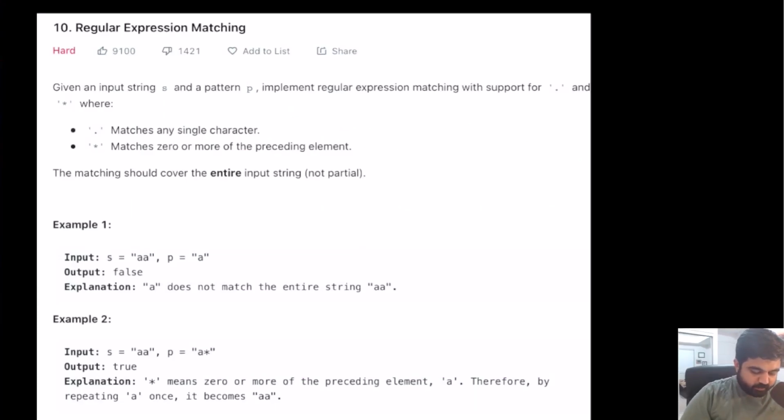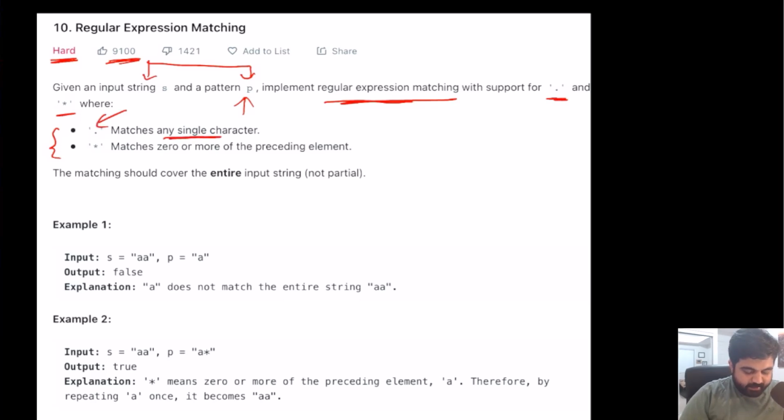So this is a LeetCode hard problem and also a very well-liked problem. Basically, we are given two input strings. One is string S and the other one is pattern P. Now we need to implement a regular expression matching function that can support a dot character and a star character inside this pattern P as well. Now we are given the definition of what a dot and a star represent. Basically a dot can match any single character and the star represents that it can match 0 or more preceding elements.